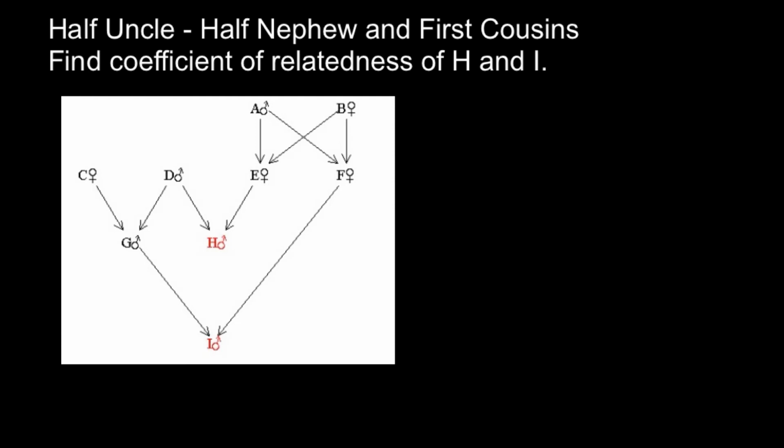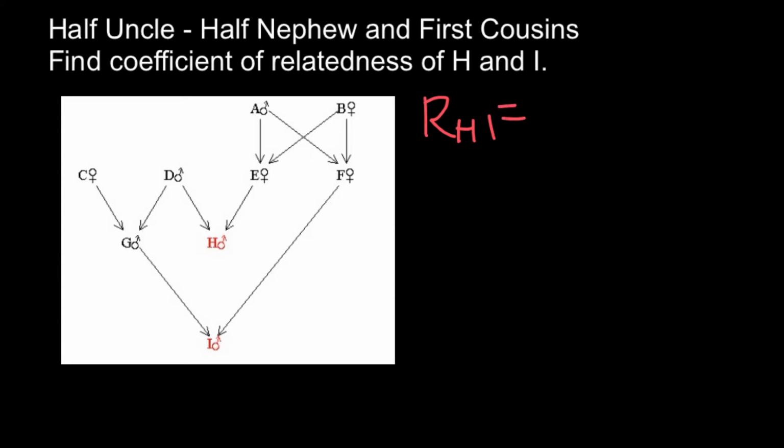Hello and welcome to Nikolay's genetics lessons. Today I have prepared another interesting example of an unusual pedigree, and we have to find the coefficient of relationship of the individuals H and I. So this is going to be half uncle and half nephew related on two sides. So we have to find the coefficient of relatedness of individuals H and I.